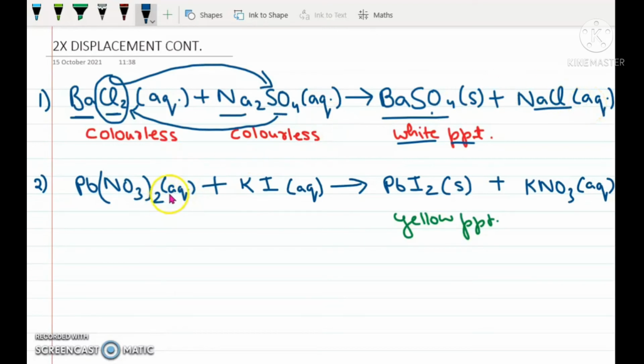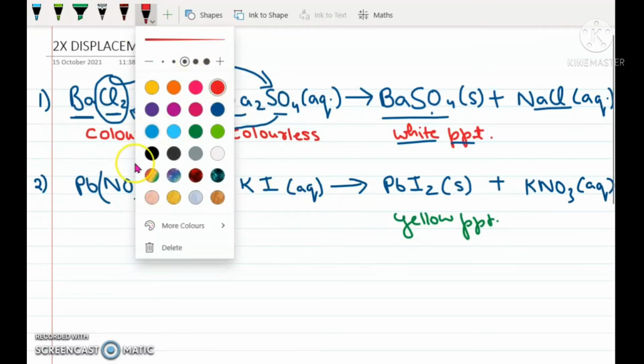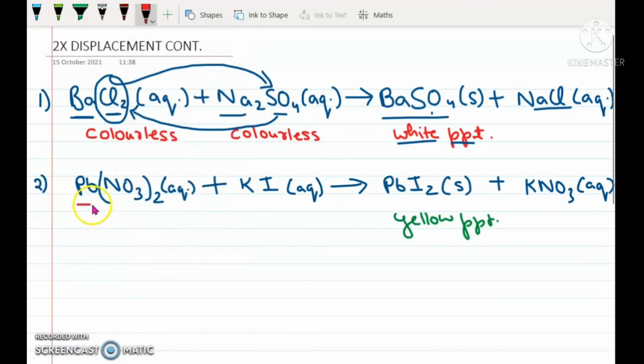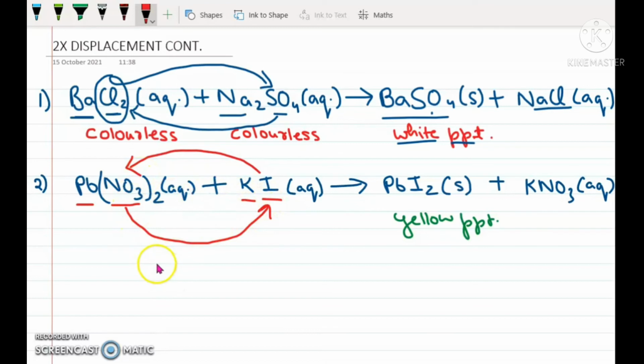The next important example is where lead nitrate in the aqueous form reacts with potassium iodide, again in the aqueous form itself. Over here as well, we will have two ions, that is the lead ion and the nitrate ion, the potassium ion and the iodide ion. Now what will happen? The nitrate will take the position of iodine and iodine will replace or displace the nitrate from its original position. That is the displacement or the exchange. If I emphasize on this word, the exchange of ions has taken place.